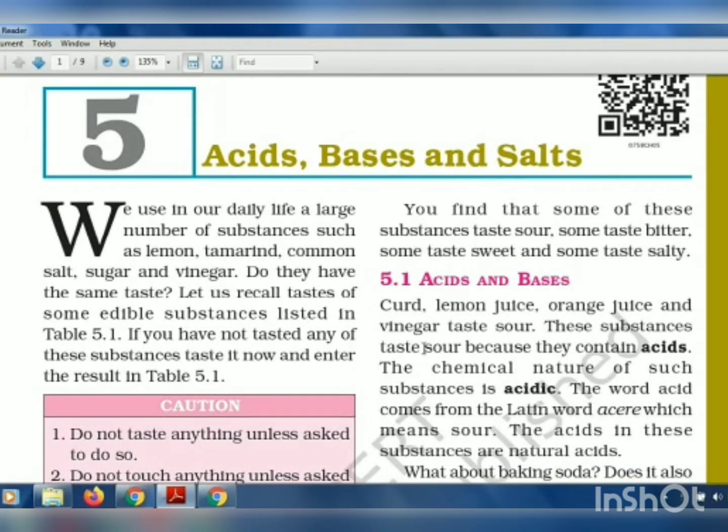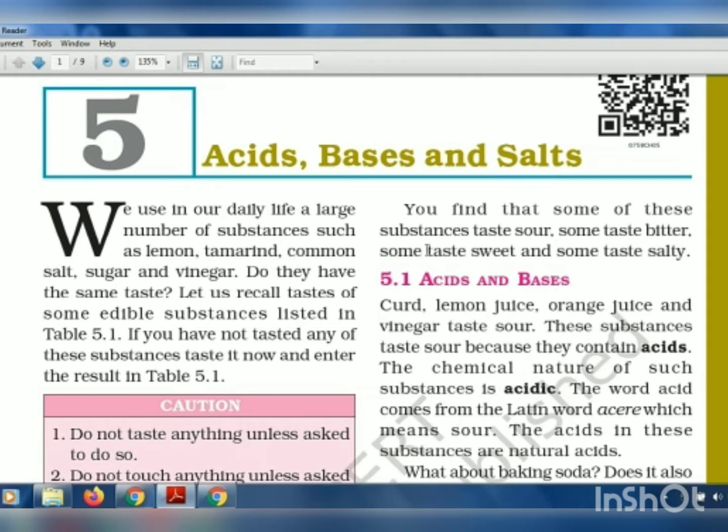Hello students, hope you have understood the first four chapters clearly and the previous chapter that was about heat. Hope you all have understood the concepts that were explained in that chapter. Now we move forward to our next chapter, that is chapter 5, acids, bases and salts.